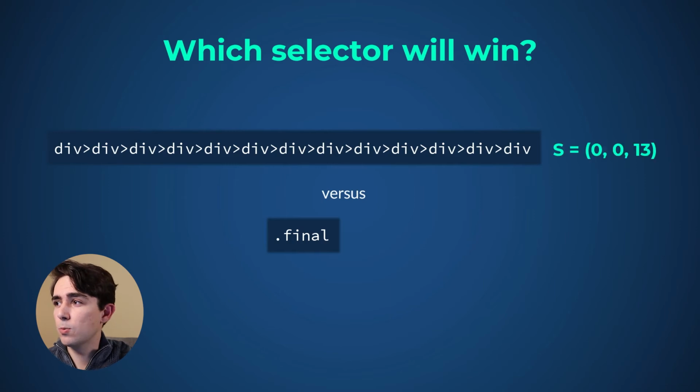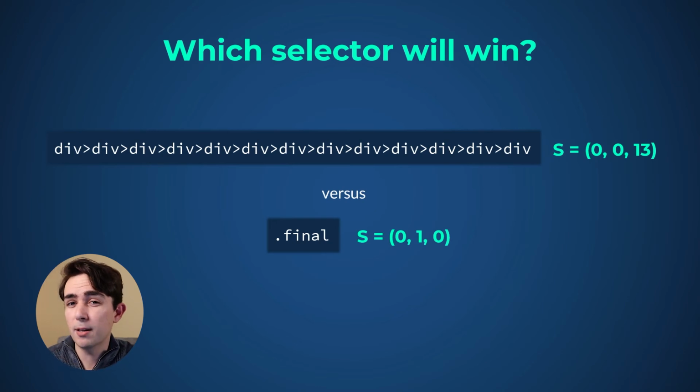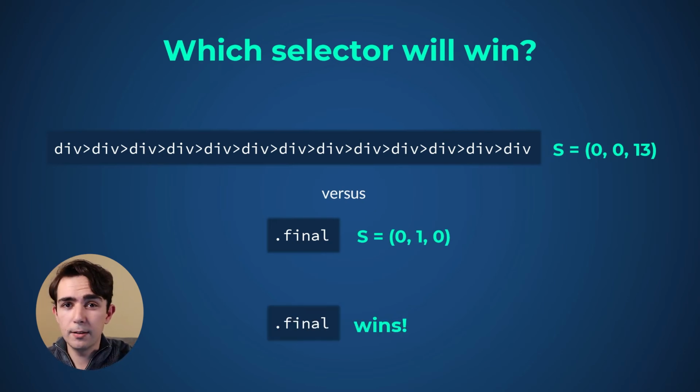Well, let's see. The first one has an S value of 0, 0, 13 because it has 13 types, while the second one only has one class, so it's 0, 1, 0. Well, you might think 13 may be larger than 10, but it's actually not how it works. The final class wins. One class is always stronger than any number of types, just like one ID beats any number of classes and types.